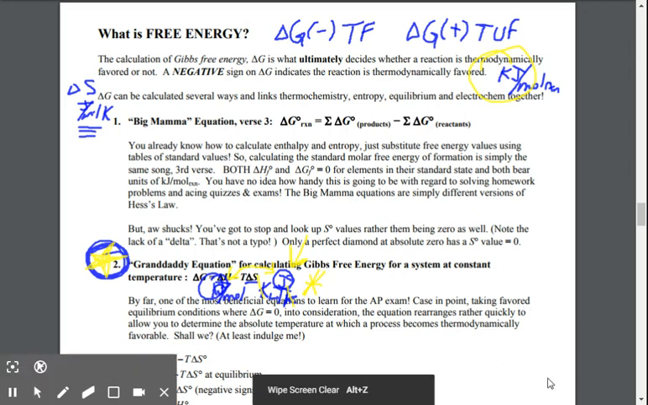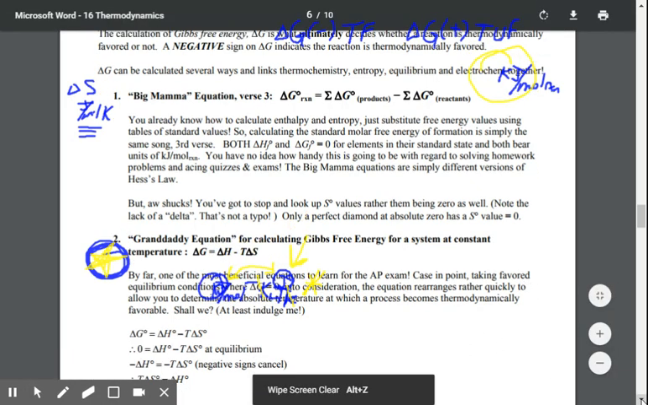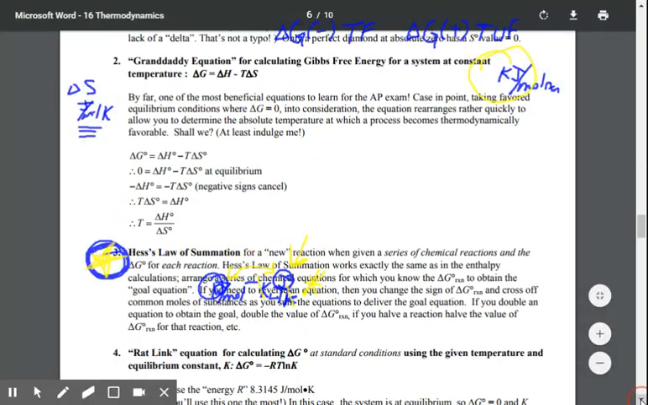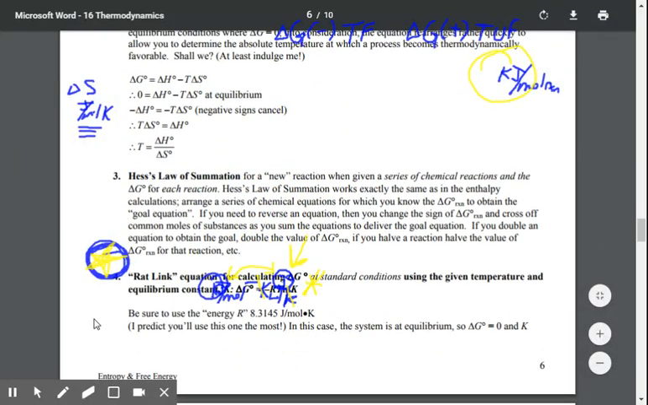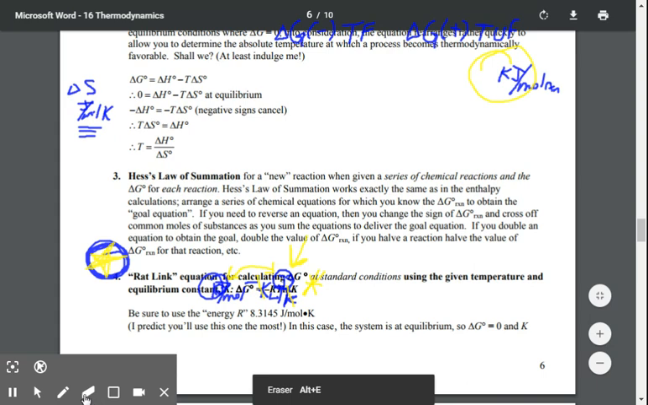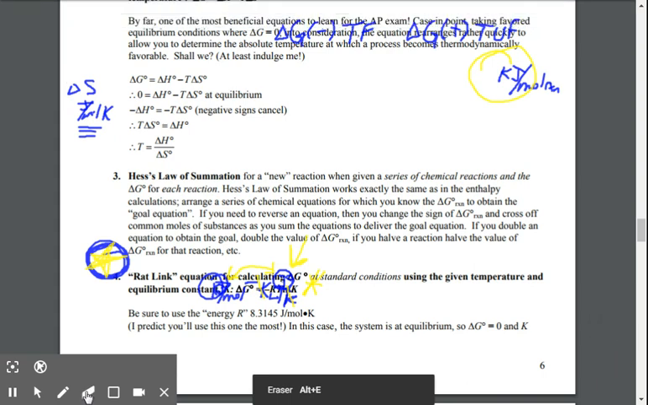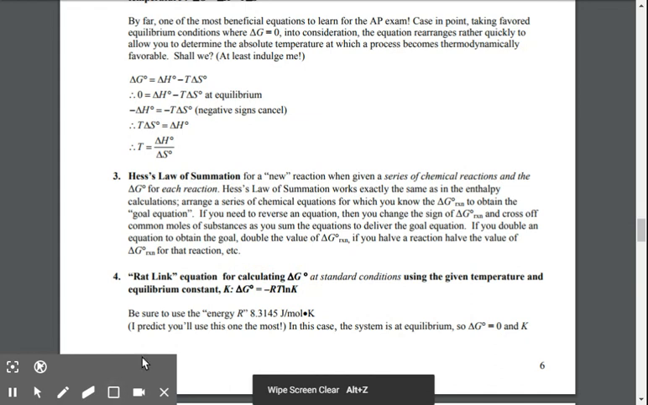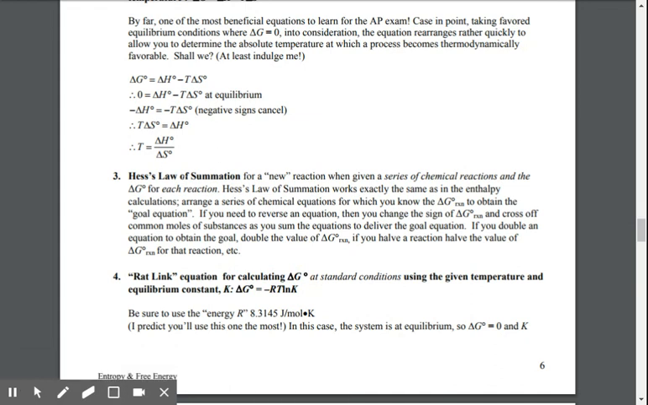For your next type of calculation, that is Hess's law of summation. So we've already dealt with Hess's law of summation with delta H values, and we can also use Hess's law of summation with delta G values.